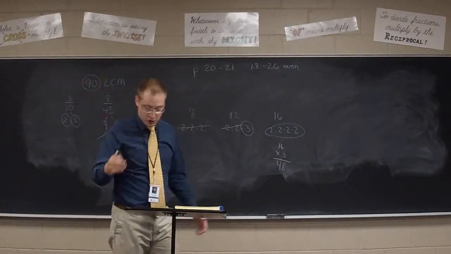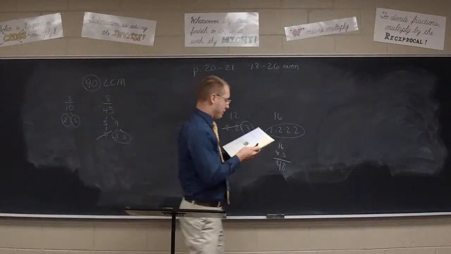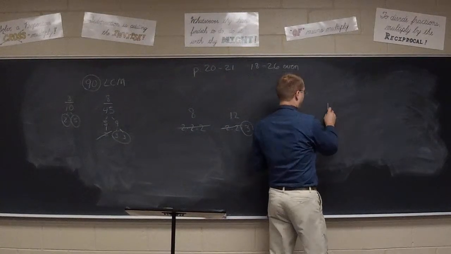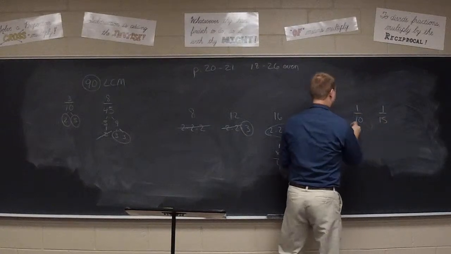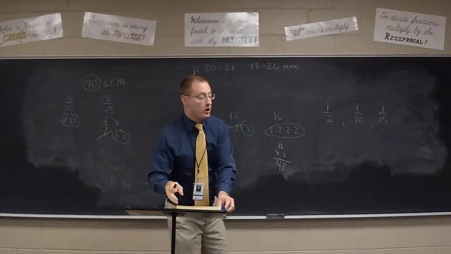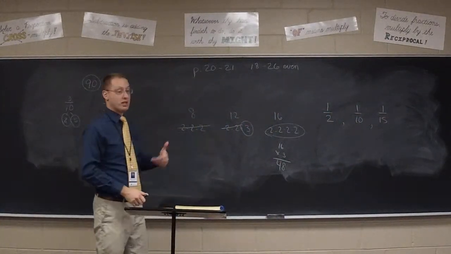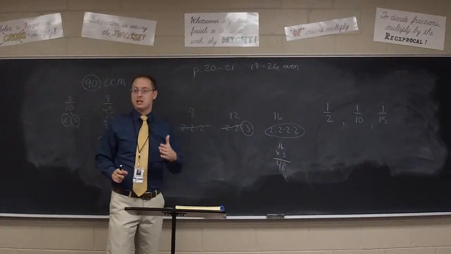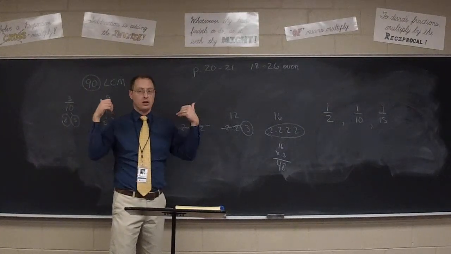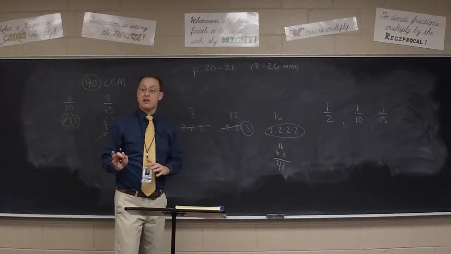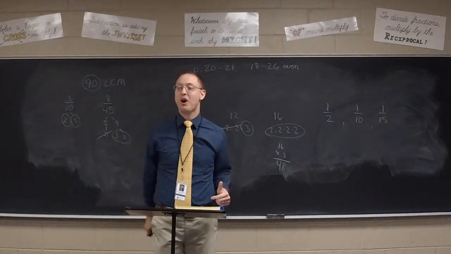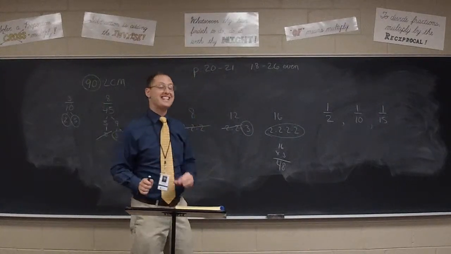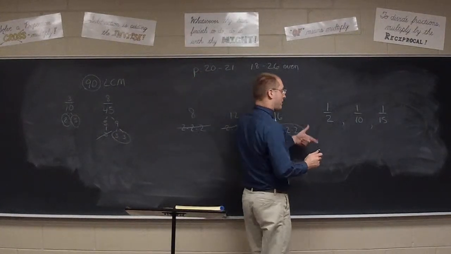Look at number 32. I've got 1/2, 1/10, and 1/15. Well, again, in order to compare, add, subtract, you have to have a common denominator, but a common denominator is a common multiple. And specifically, because we are lazy, we want to do as little work as possible. We want the least common multiple or least common denominator.